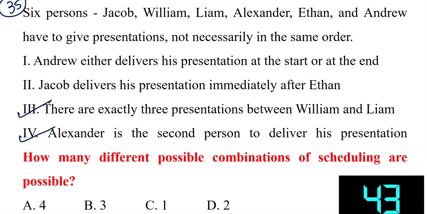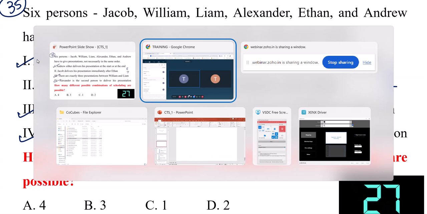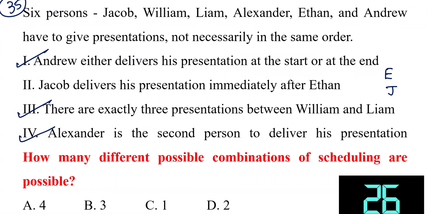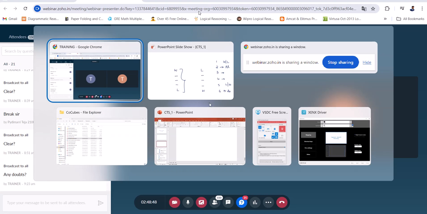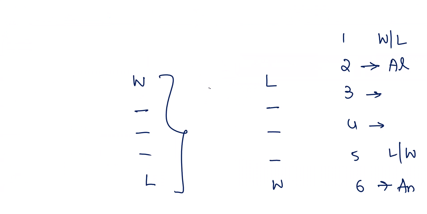This is also fine. Next, Jacob delivered his presentation immediately after Ethan. Ethan, and immediately after that, Jacob will go. And Andrew either delivers his presentation at the start or at the end. Starting is not possible because it's already taken, so Andrew will go for the last one. See this? So we have possibility for only these two, three, right?